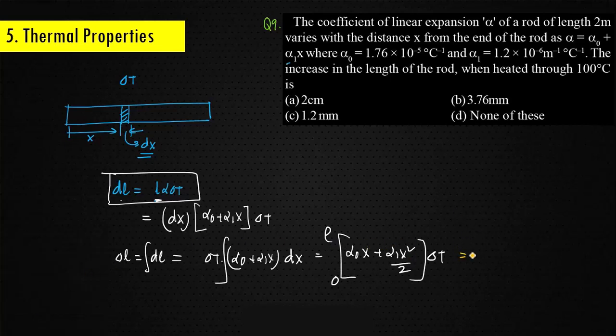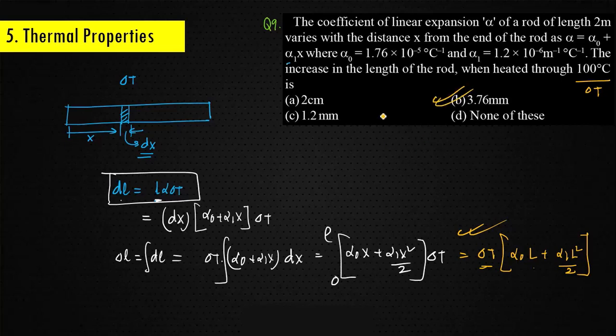So ultimately our answer will be delta T multiplied by alpha naught into L plus alpha 1 into L square by 2. Once I put the values of alpha naught and alpha 1 along with the capital L and delta T, what is delta T? Delta T is 100 degrees Celsius, given. Once I put all those numbers into the final expression, I am getting the answer as 3.76 millimeter. So the answer is 3.76 millimeter.